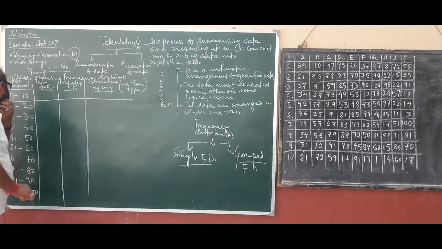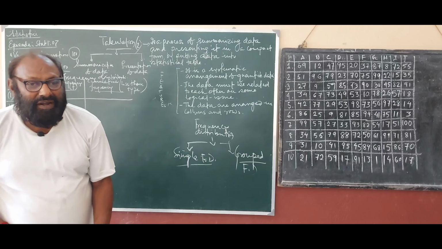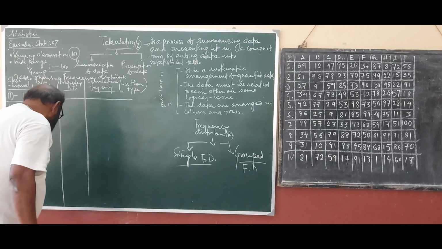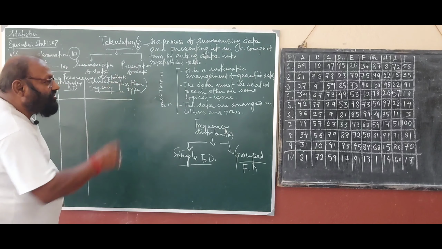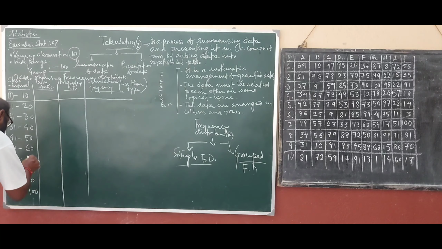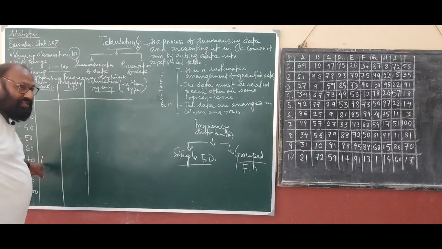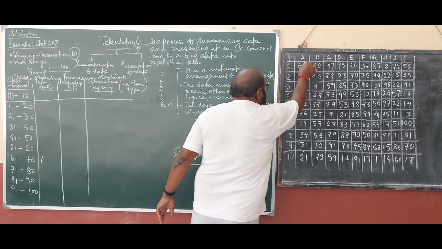The first column is devoted to class interval. That means it is the first group, number 1 to 10, and the last one is 91 to 100. Now these are the observations. What is the observation? 69. Where does 69 fall? 69 falls over here, from 61 to 70. Clear? So it is gone.